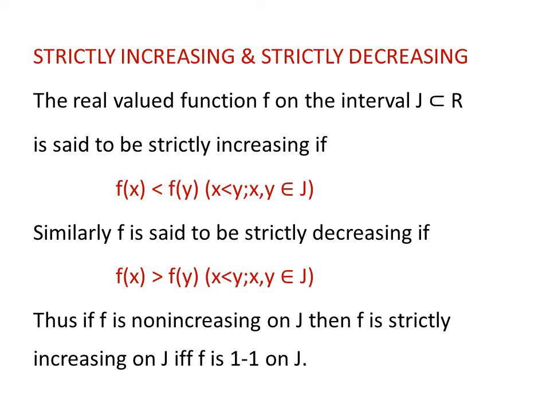Strictly increasing and strictly decreasing. The real valued function f on the interval J contained in R is said to be strictly increasing if f of x is less than f of y, for x less than y, x comma y belongs to J. Similarly, f is said to be strictly decreasing if f of x is greater than f of y, for x less than y, x comma y belongs to J. Thus, if f is non-decreasing on J, then f is strictly increasing on J if and only if f is 1 to 1 on J.